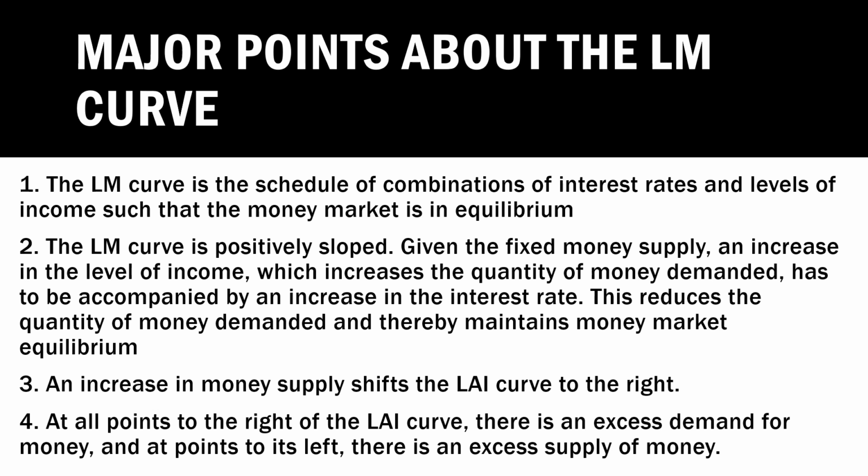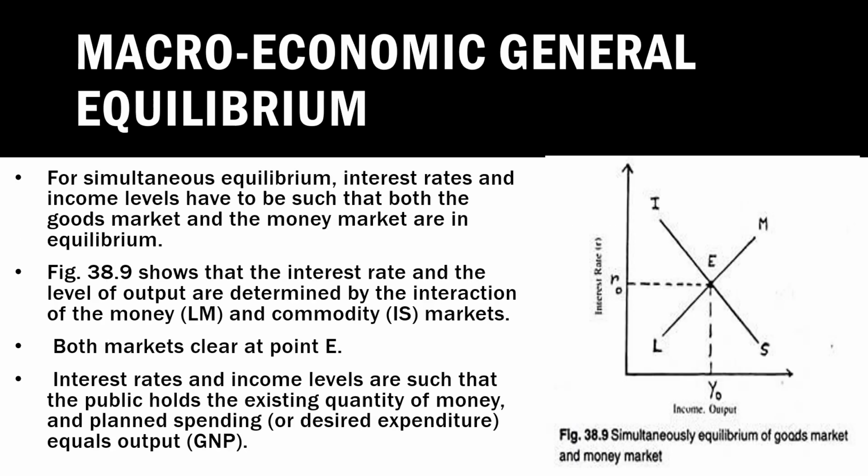An increase in the supply of money would shift the LM curve to the right. At all the points to the right of the LM curve, there exists excess demand for money, and at all the points which are to the left, there exists some excess supply of money.